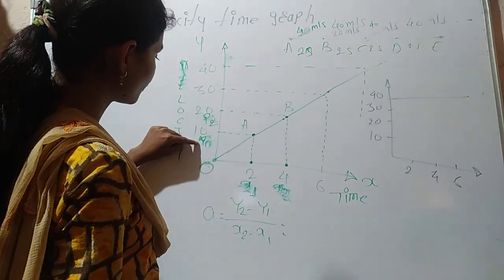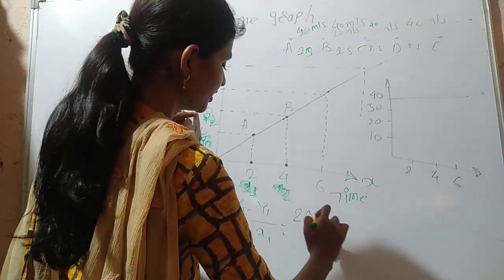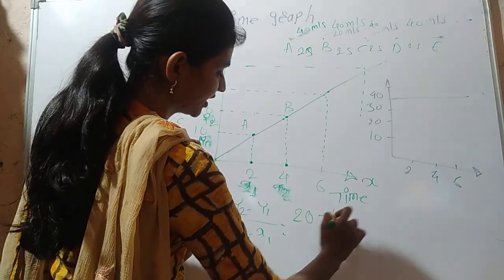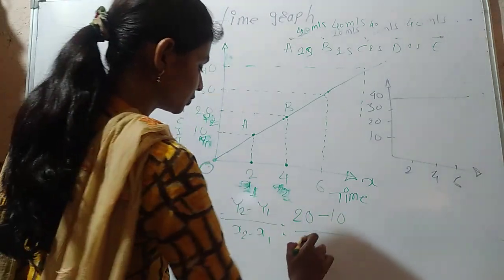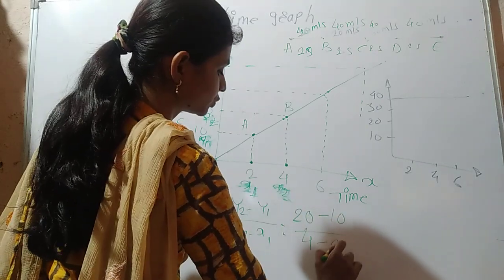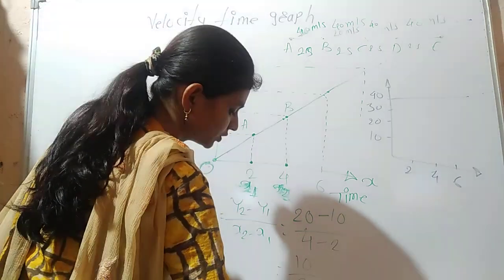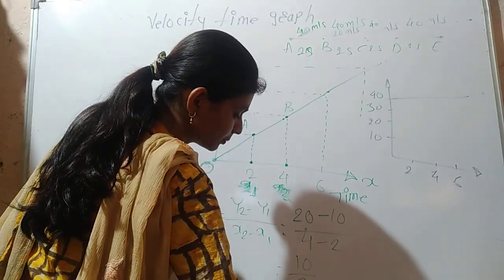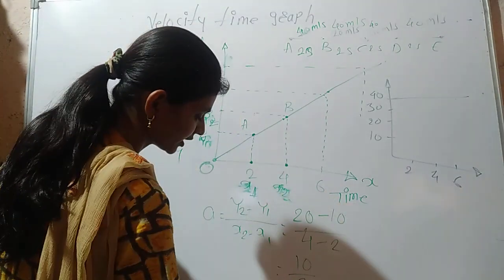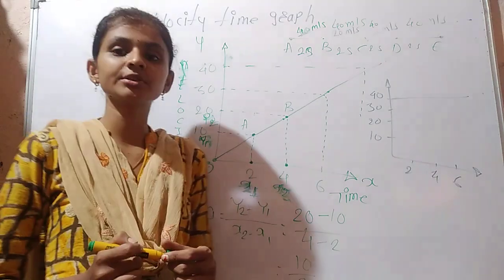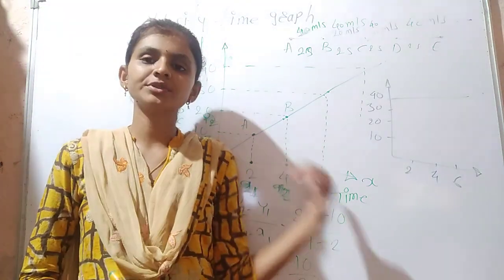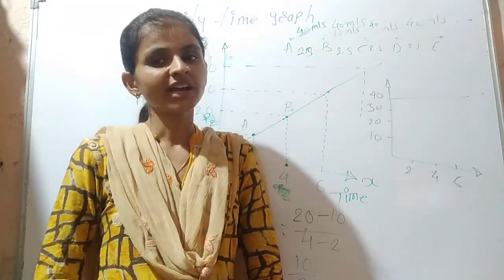Here the value of y2 is 20 and the value of y1 is 10, divided by the value of x2, which is 4, minus 2. So 10 upon 2 is equal to 5 meter per second square. So our acceleration is equal to 5 meter per second square. By using the slope also we can calculate the acceleration.